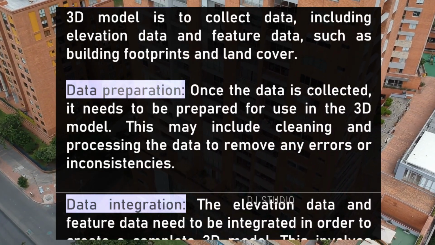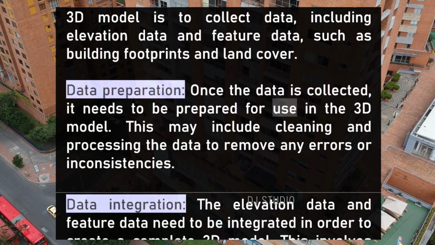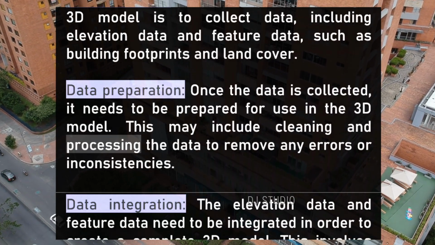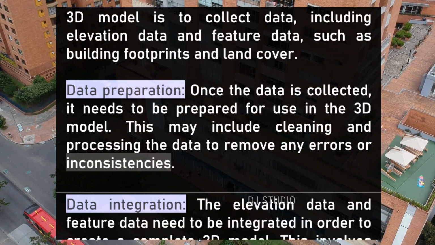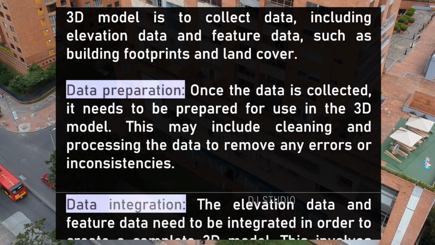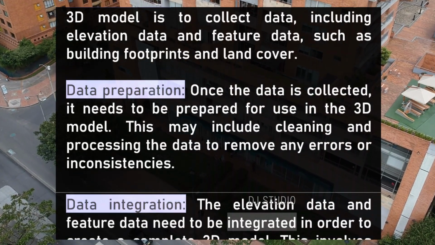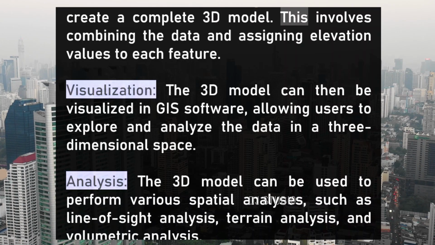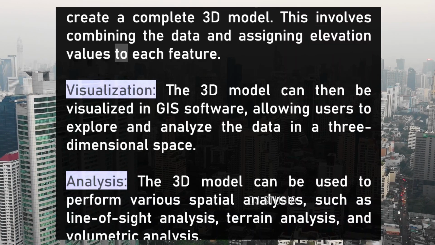Data preparation. Once the data is collected, it needs to be prepared for use in the 3D model. This may include cleaning and processing the data to remove any errors or inconsistencies. Data integration. The elevation data and feature data need to be integrated in order to create a complete 3D model. This involves combining the data and assigning elevation values to each feature.